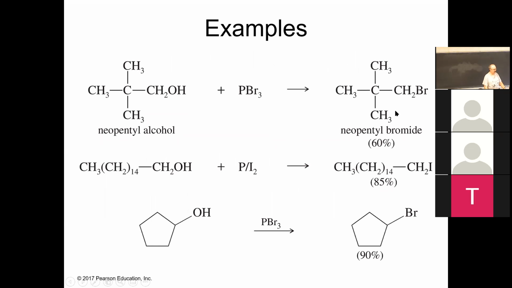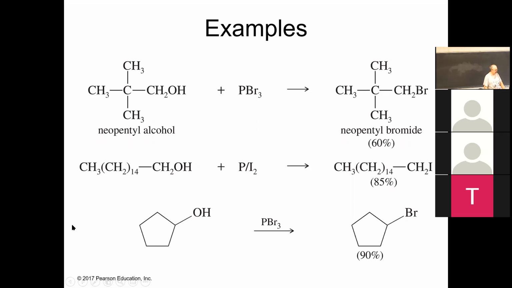Okay, to make neopentyl bromide using HBr would not give you good results. It's a primary alcohol, it's hindered. We'd get rearrangements if it reacted at all. But with PBr3, this works fairly well.